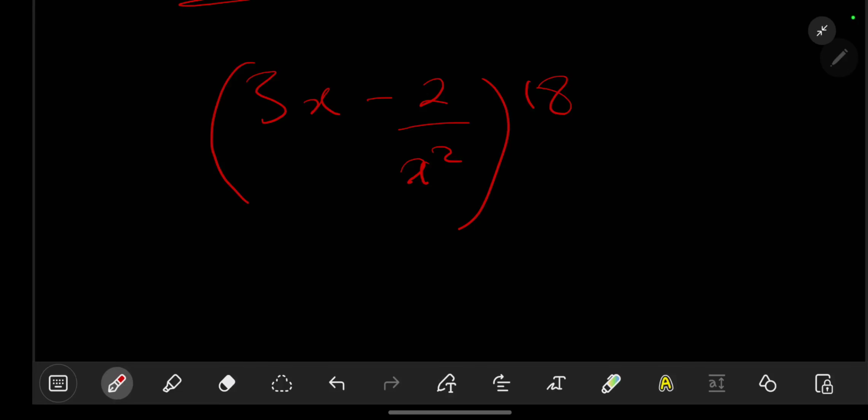Let's look at another example. Let's say we have 3x minus 2 over x squared, like that, to the power of 18. So same approach for this one.